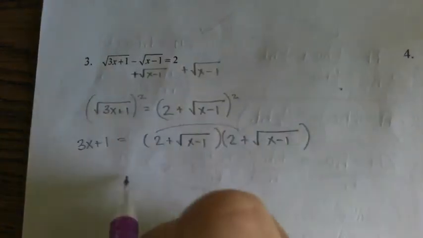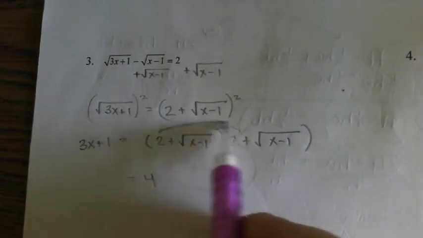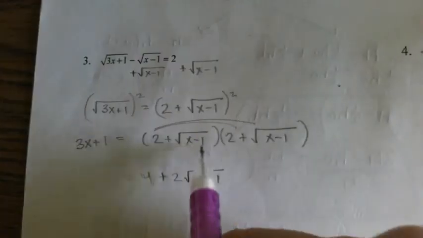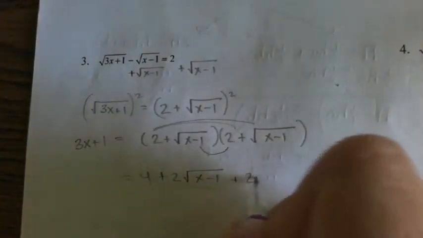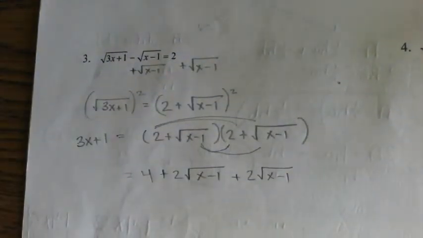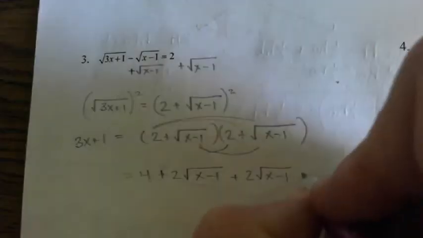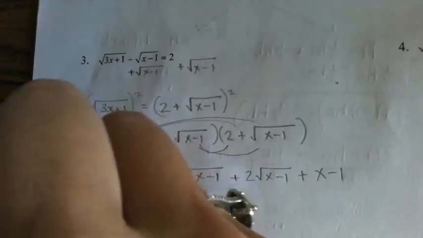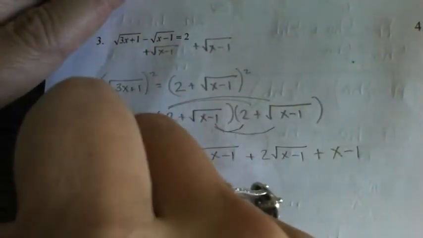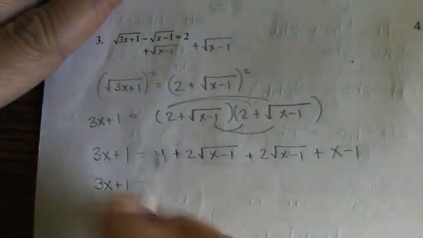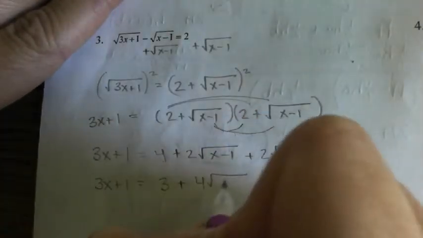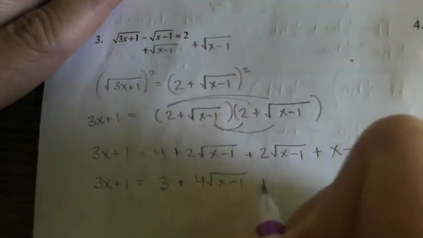So we have a 2 times 2, which is 4. We have a 2 times the radical, which is just plus 2 times the radical. Then we have another plus 2 times the radical. And then radical x minus 1 times radical x minus 1 is just x minus 1, so plus x minus 1. Now, if we combine like terms on the right, we end up with 3 plus 4 of these root x minus 1s plus x.